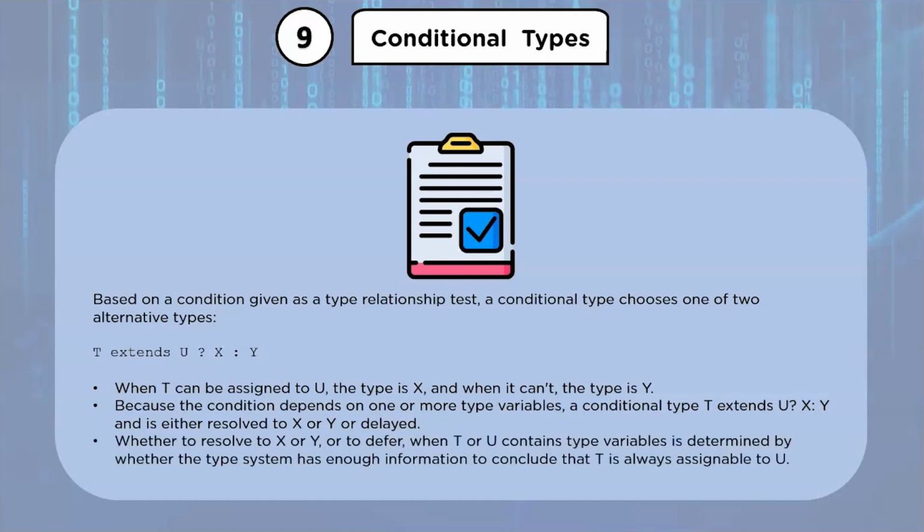Whether to resolve to X or Y, or to defer, when T or U contains type variables, is determined by whether the type system has enough information to conclude that T is always assignable to U. In conditional types, we also have distributive conditional types. That is a conditional type in which the check type is a bare type parameter. During instantiation, distributive conditional types are automatically distributed over union types.